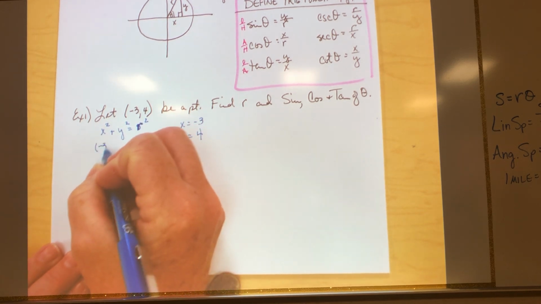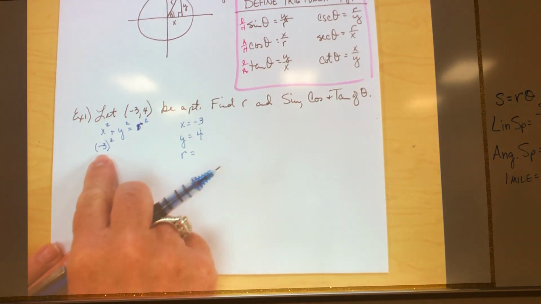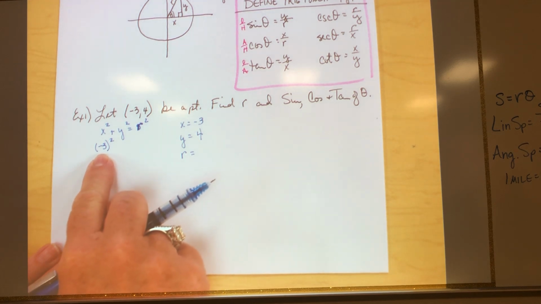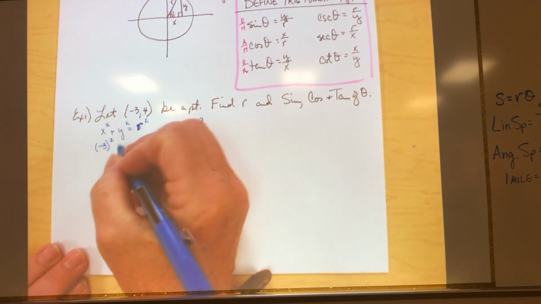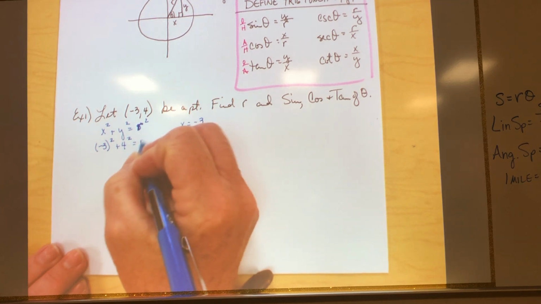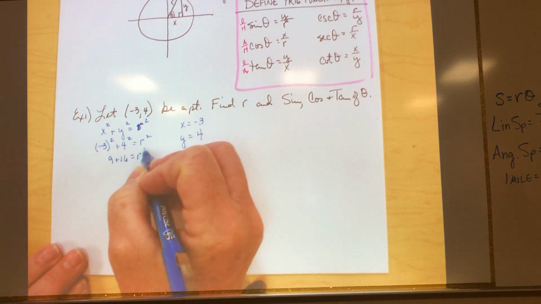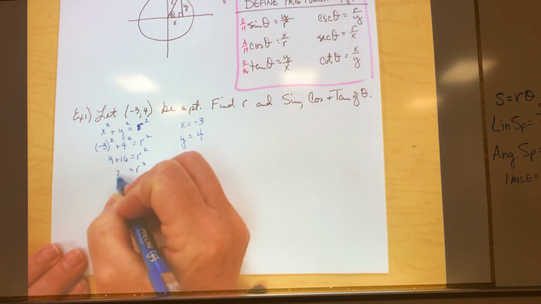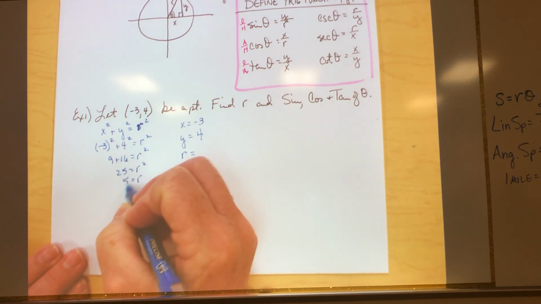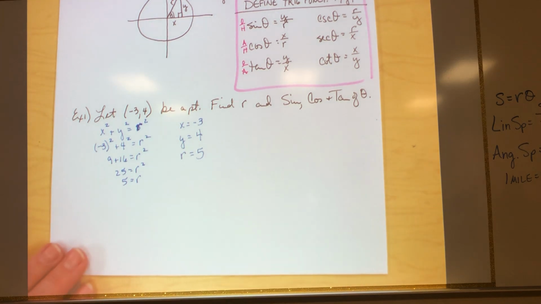If you use your calculator, which I hope you don't, but whatever. If you use it to square it, you have to put it in parentheses. Plus 4 squared equals r squared. -3 squared is 9 and 16. There's my 25 again. And when I square root both sides, I get my old 5. Okay?